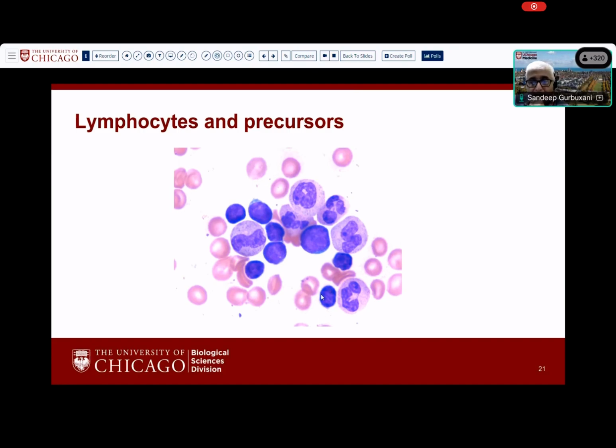And in this field, right at the bottom right, you can see a cell that starts to look like a mature lymphocyte that you would see in the peripheral blood, with very compact chromatin and round nuclei. And of course, this is something you will encounter, particularly if you're looking at pediatric bone marrow. So these hematogones are B-cell precursors.